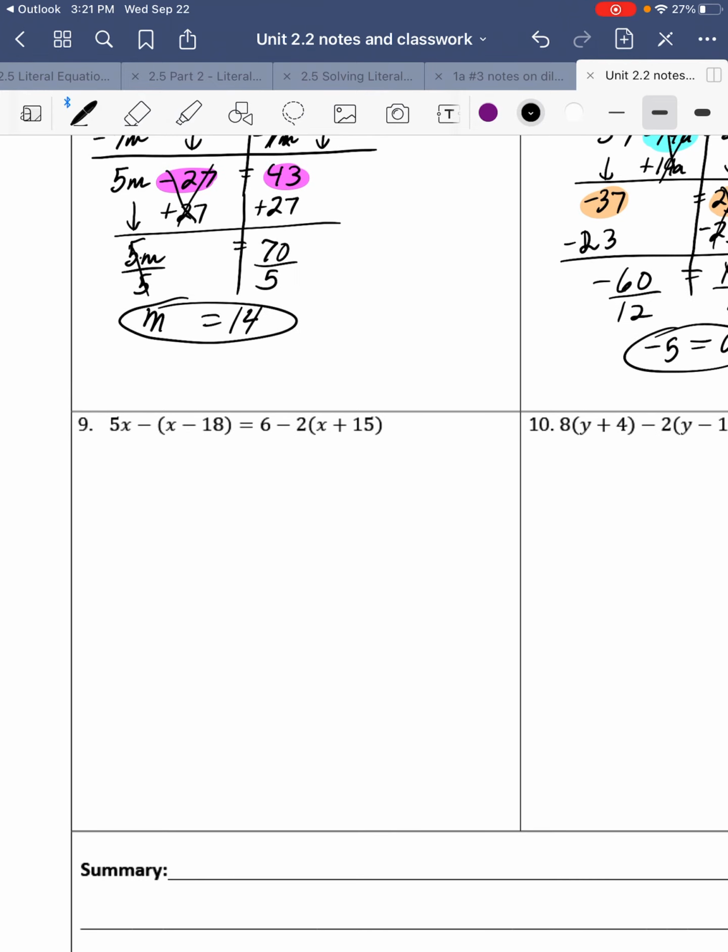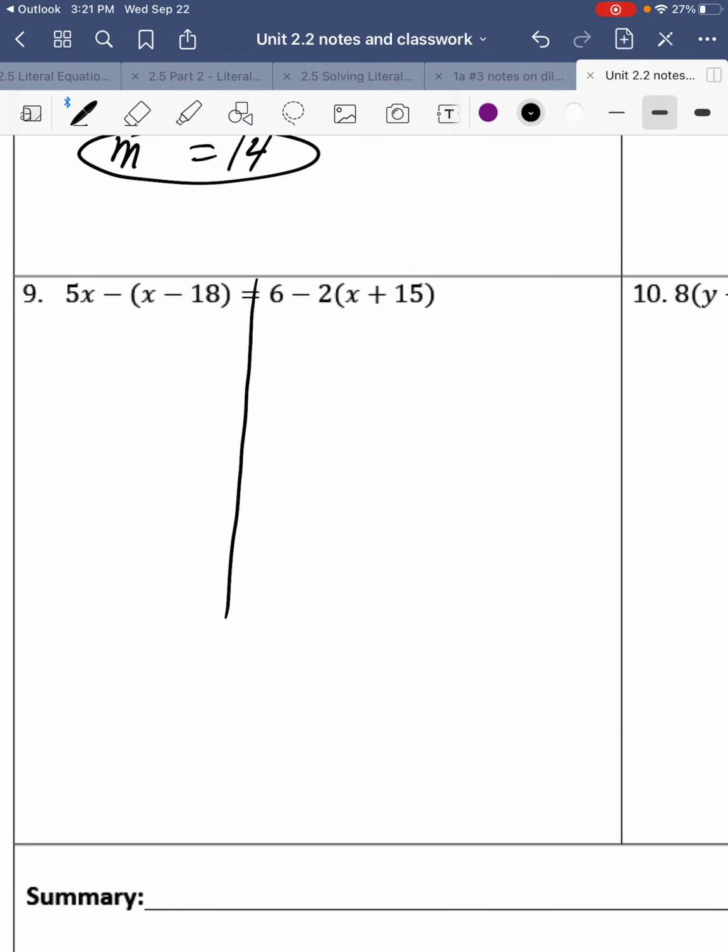Number 9. All right, so we got distribution on the left side of the equal sign and on the right. So we have negative 1. Make sure that's a negative 1. We're going to distribute that in. 5x minus x, negative 1 times a negative 18 is a positive 18. We're going to distribute this negative 2 into the parentheses. So 6 will come down. Negative 2 times x is a negative 2x. Negative 2 times 15 is a negative 30.